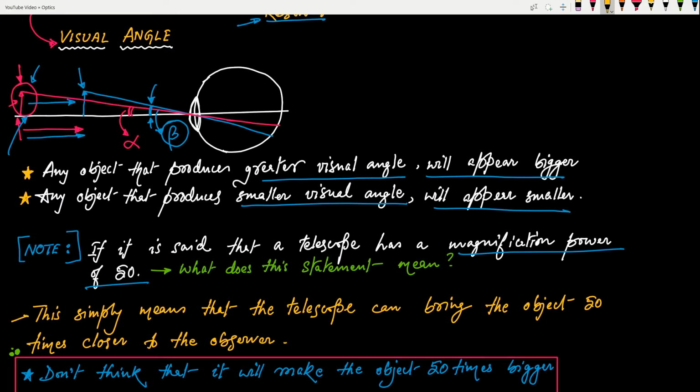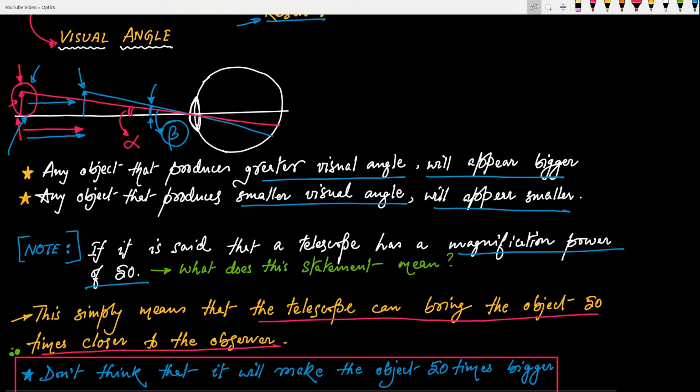This statement simply means that the telescope can bring the object 50 times closer to the observer. This is the concept that you need to understand. It does not magnify, it brings the object closer to the eye. Now, if the magnification power is 50, that means it is bringing the object 50 times closer to the observer. I hope now this is clear.